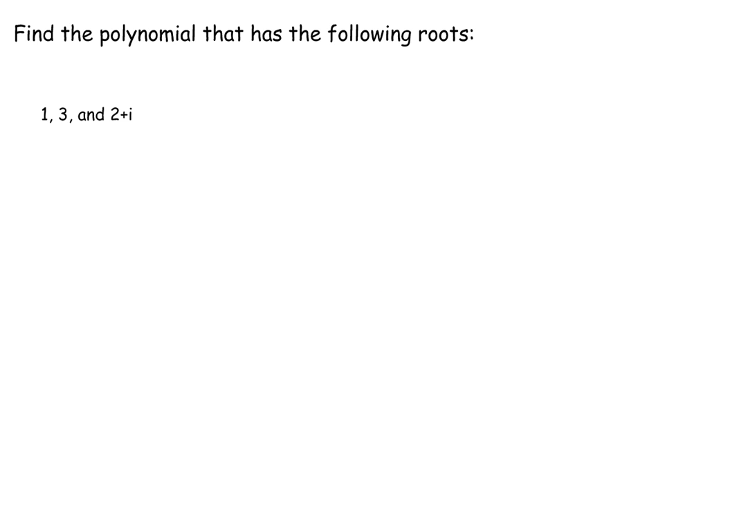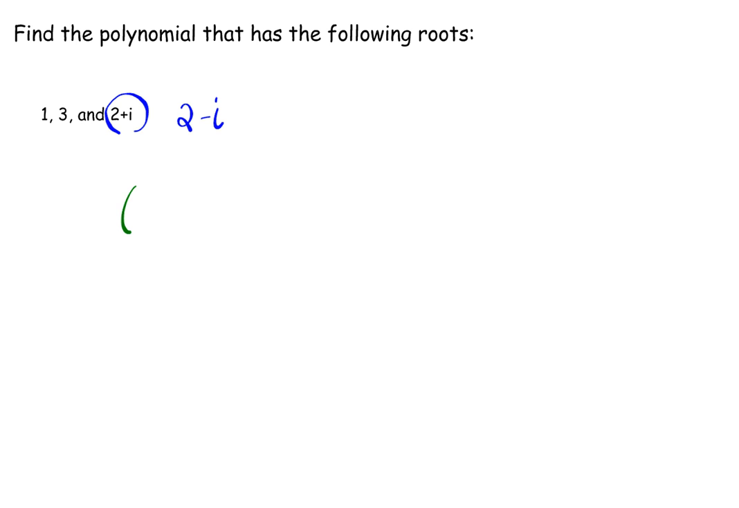Now, one more. Find the polynomial that has the following roots: 1, 3, and 2 plus i. Now, this one here, y'all, complex numbers come in pairs. Remember that. If I have a conjugate pair, I have to understand that the other one is also one of my roots. And I didn't write it down because it's one of those understood things. So don't get caught in the trap.